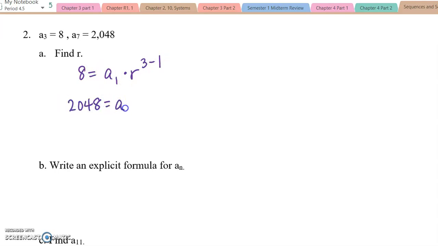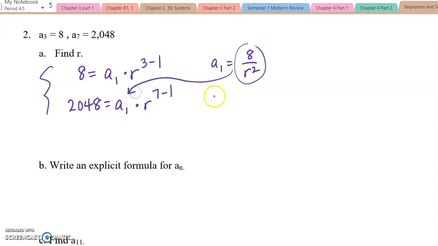2048 is equal to a sub 1 times r to the 7 minus 1. And what's nice is that you have two equations and two unknowns, and now you can solve a system. So a sub 1 is going to be equal to 8 divided by r squared, and then this can be substituted in over here. So 2048 equals 8 over r squared times r to the 6. 2048 equals 8r to the 4.